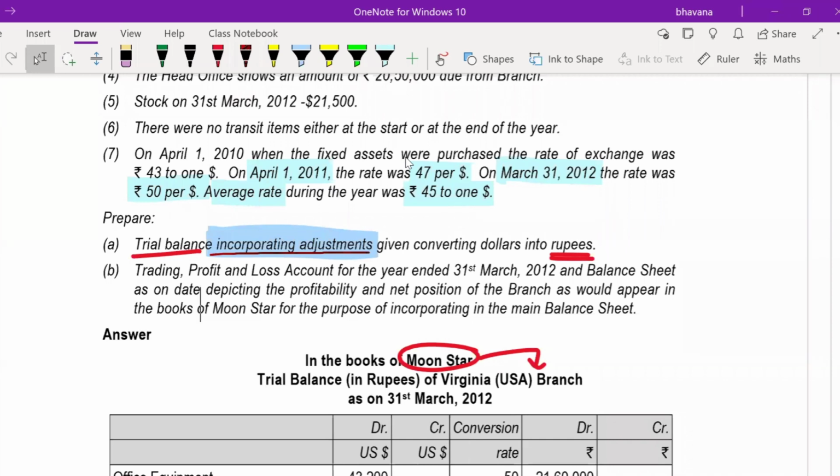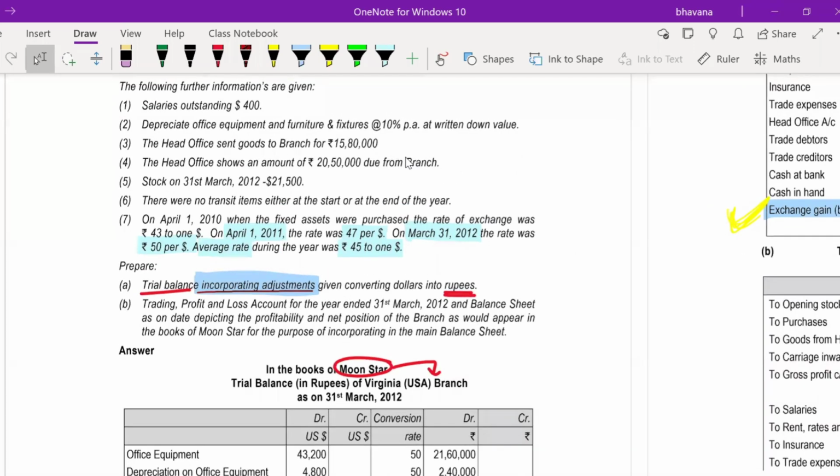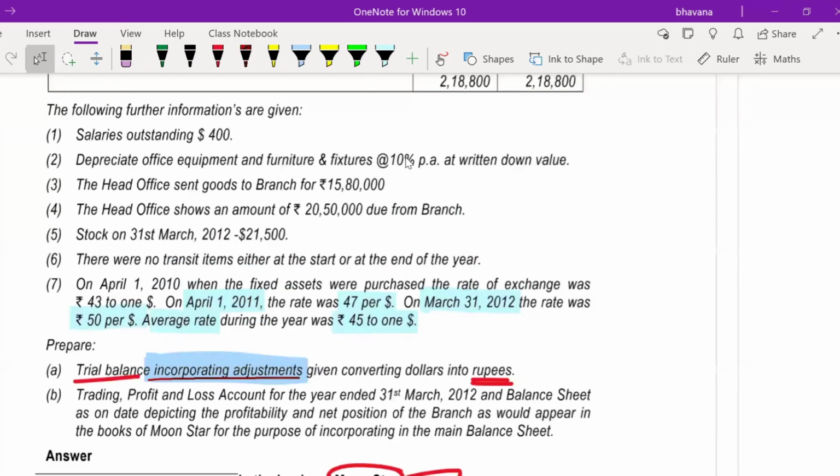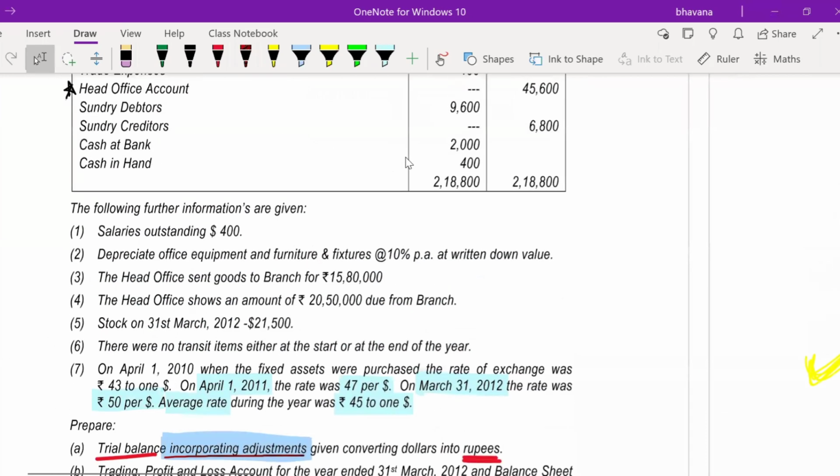But here usually you will not incorporate, but in this question specifically they have told you to incorporate the adjustments. So here we will incorporate those elements and also prepare the trial balance. Okay, so I hope this is clear to you all. I want everybody to answer just to make sure that everybody understands it, but if you don't want to answer, then it's fine. Okay, yes.